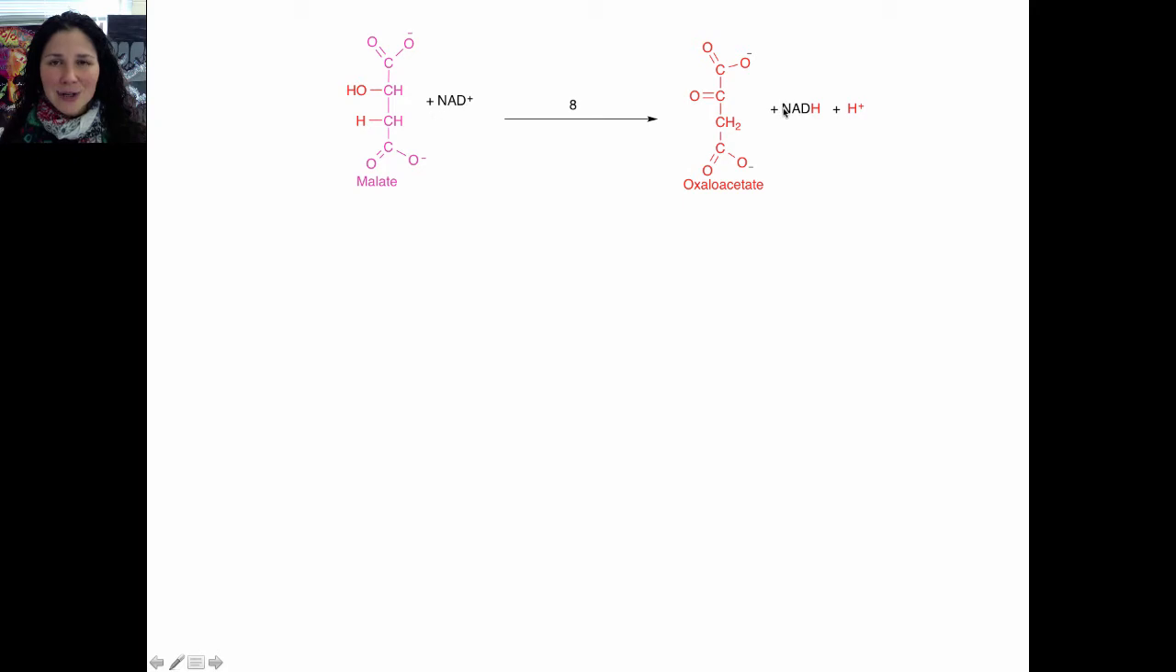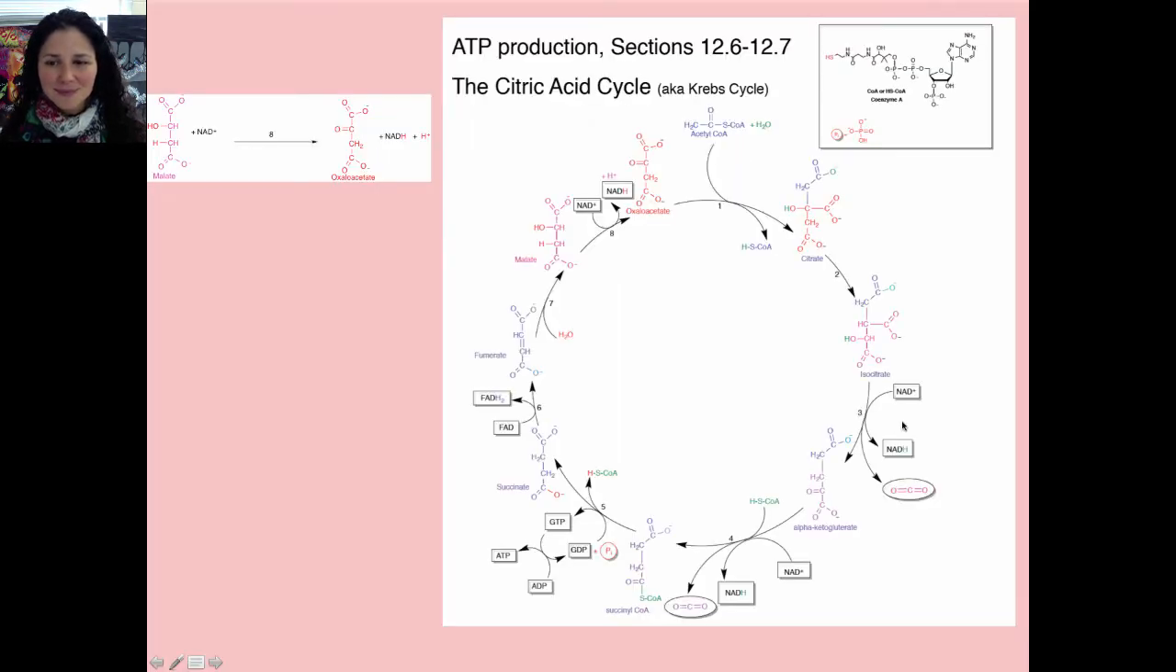NAD gains a hydrogen to become NADH, so this molecule is reduced, while malate loses hydrogens and gains bonds to oxygen to become oxaloacetate. So malate is oxidized and NAD+ is reduced. If NAD+ is reduced, it's the oxidizing agent, and if malate is oxidized, it's the reducing agent in this reaction. All right, we just talked about step 3.